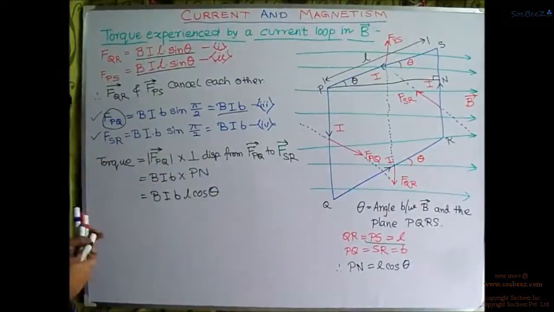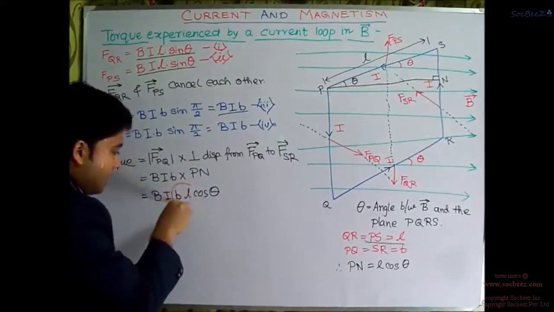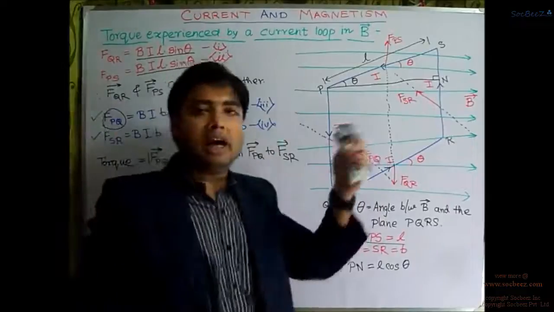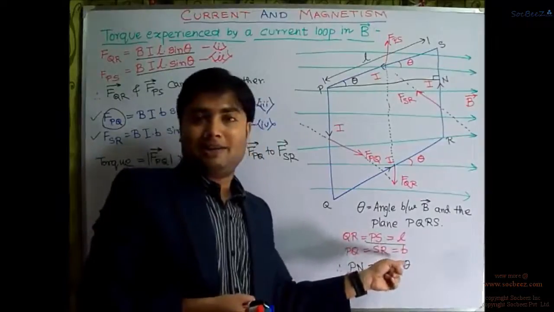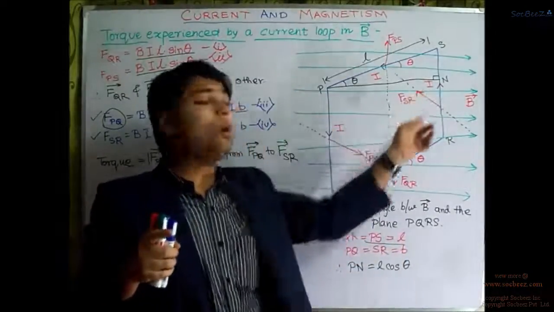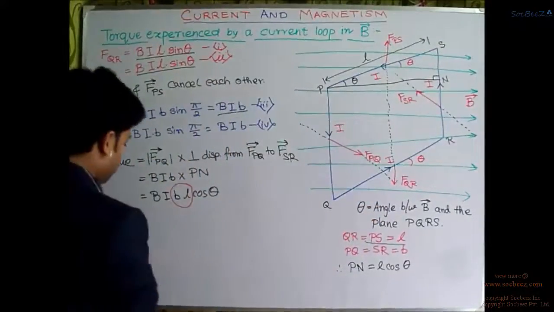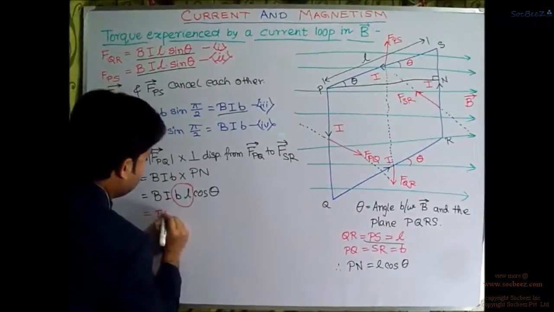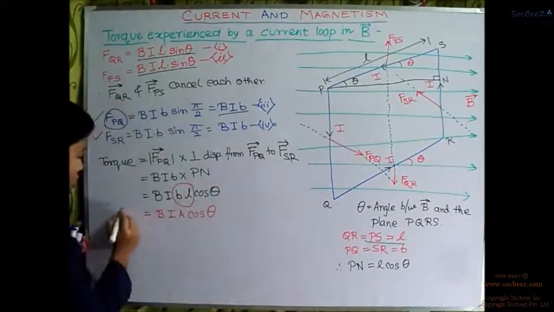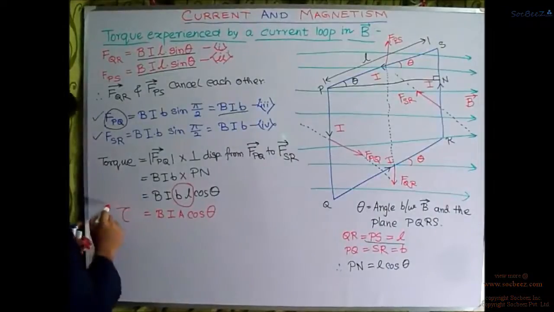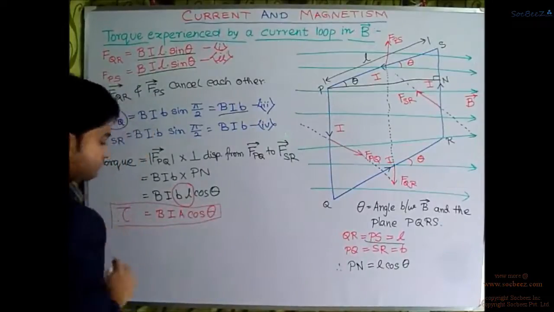So simply over here, if we observe very carefully, this is B multiplied by L. For the rectangular portion over here, if you observe, the length multiplied by the breadth simply gives us the area of this plane, right? So this will come out to be equal to BIA cos theta. So the torque which we represent by this will simply be equal to BIA cos theta.